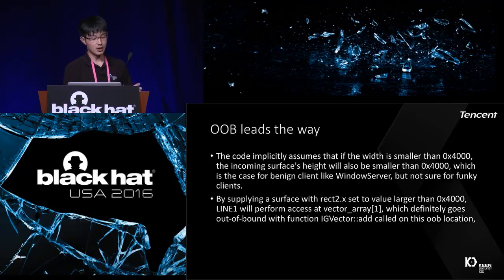So as a conclusion, this code implicitly assumes that if the width is smaller than 4000, then the incoming surface height will also be smaller than 4000. This is true for WindowServer, I believe, because WindowServer is also written by Apple programmers, but not for funky clients like us. For example, we can supply a surface with a second rectangle whose x coordinate is set to a value larger than 4000. So line 1 will go out of bounds when it accesses the second vector, and then the vector add function will be called on its OOB location.